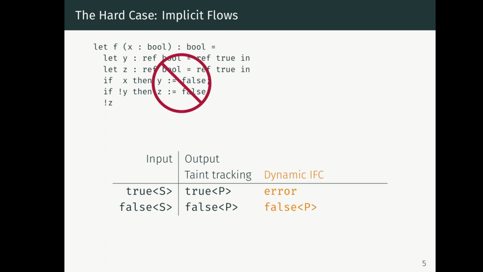In dynamic IFC, this PC label is part of the program's state and it's checked on every assignment. We'll see later that this check leads to an error when we try to assign to Y here, preventing the leak that we saw. In static IFC, on the other hand, the PC label exists only at compile time, and leaks like the one we saw are detected before the program even runs. Both variants of IFC enforce this property of non-interference, which says that the leakage of the program is limited just to one bit of information.